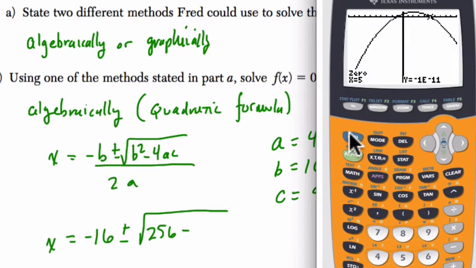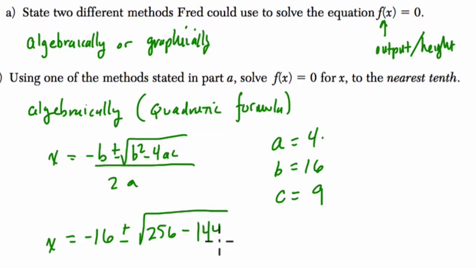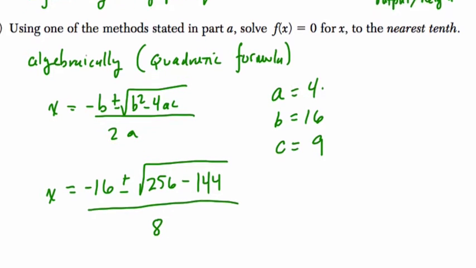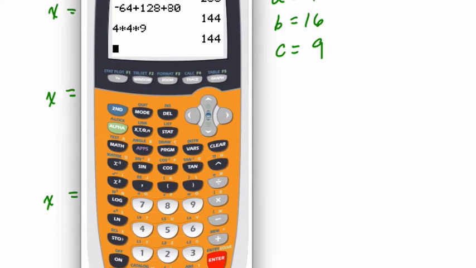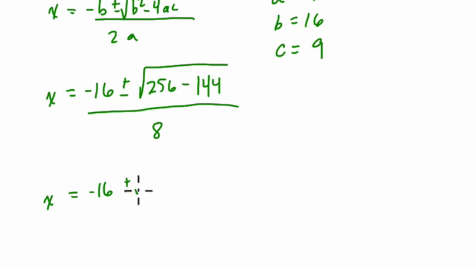I'm feeling tired. I'm not afraid to admit that, so let me just calculate it here. 4 times 4, which is a, times c. Oh, good, 144. And then all of that divided by 2 times a, which is 8. Okay, so let's keep going. So we have x is equal to negative 16, and then we have 256 minus 144, which I believe is 112. Let's just check. 256 minus 144. It's 112. So negative 16 plus or minus the square root of 112 over 8.